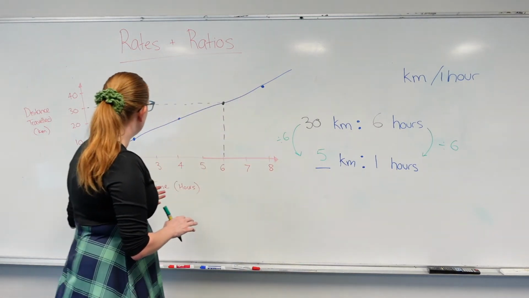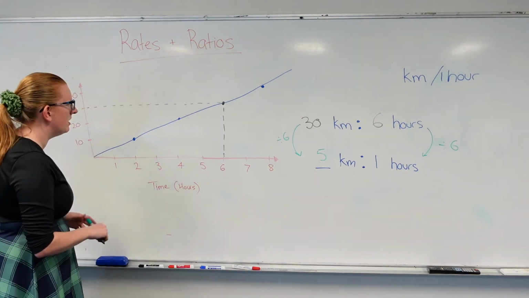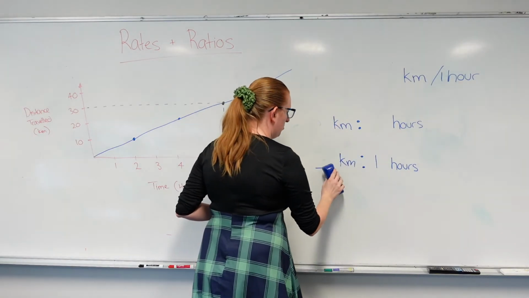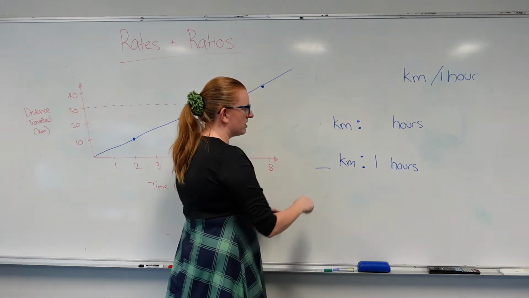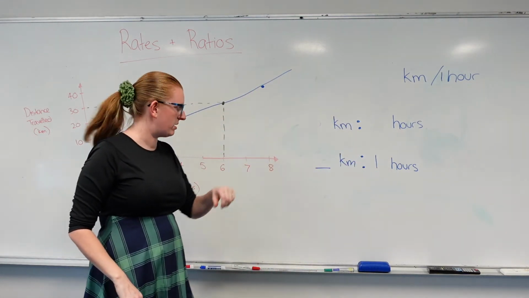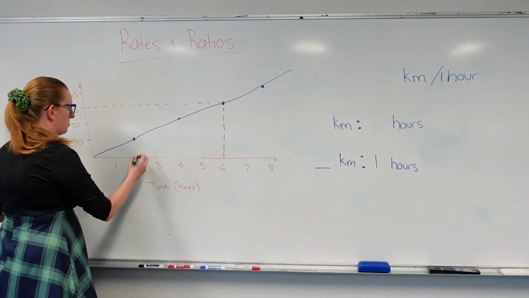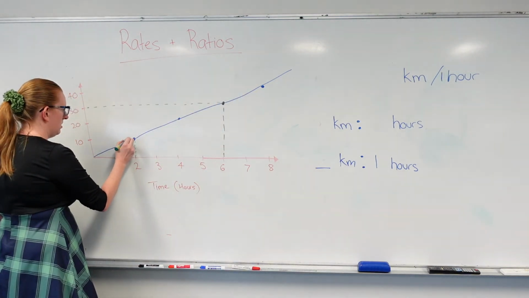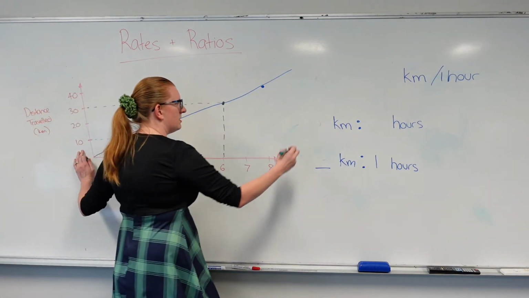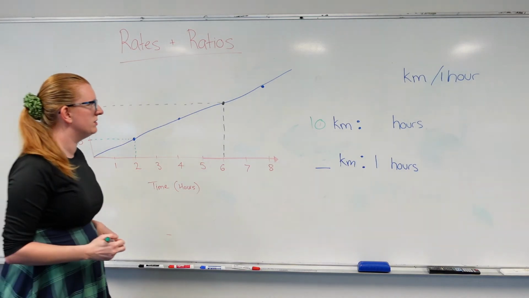So let's do it again. Let's pick a different point and let's just test this theory. Let's just see if this actually works. All right, so I'm wanting to find out how many kilometers I'm traveling per 1 hour, and I've got to fill in these blanks using information from my graph. Let's go with this point here. All right, coolsies. So traveling 10 kilometers, and my time is 2 hours.